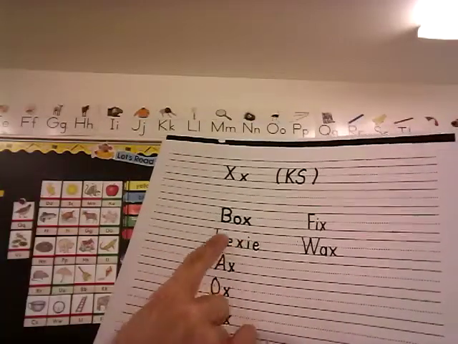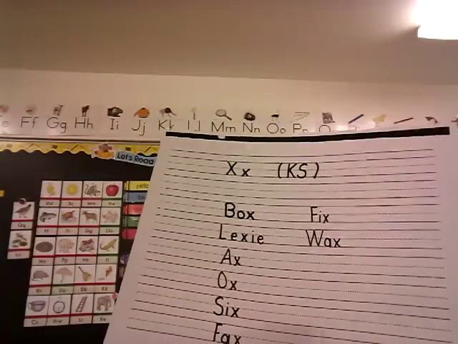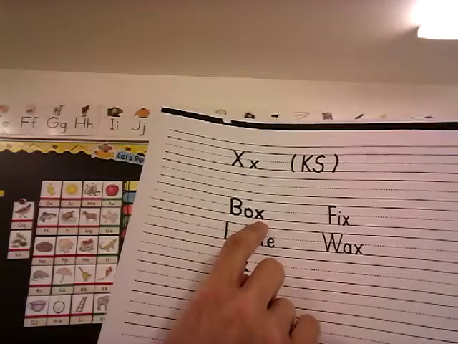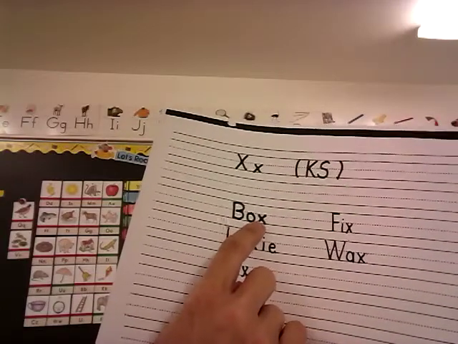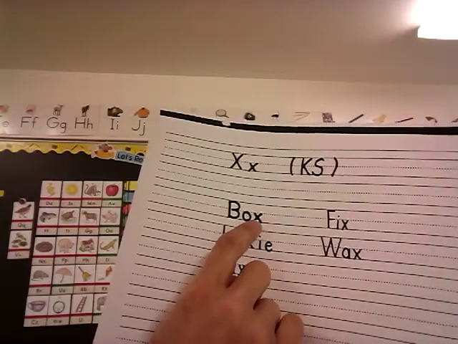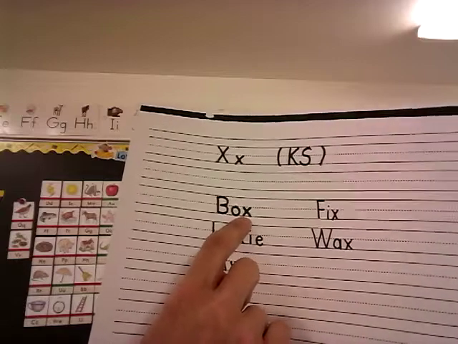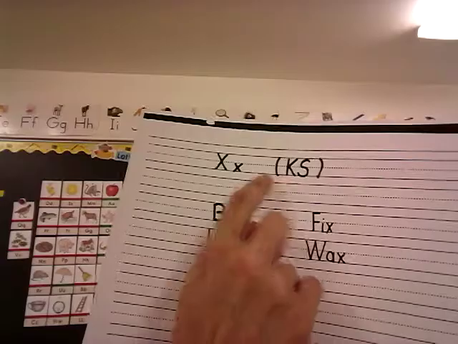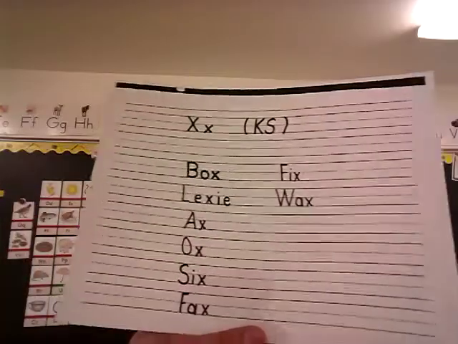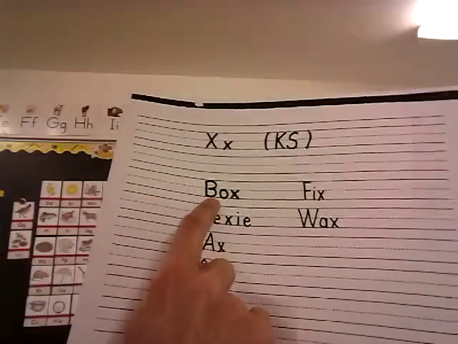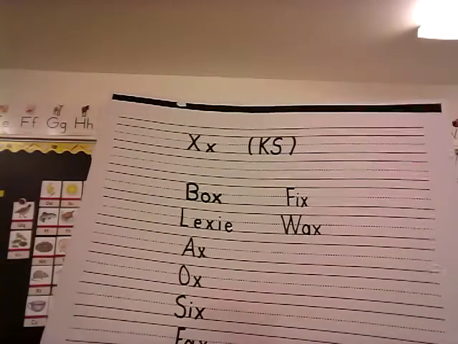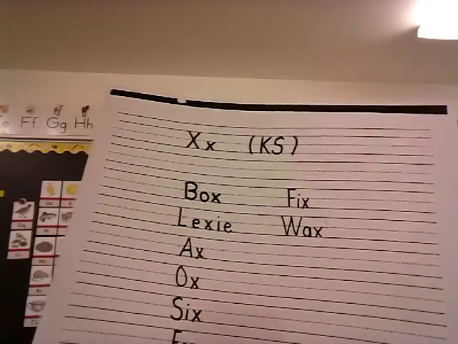So I've got some words here that have X's in them. We can listen to some of those till you kind of get the hang of this. Box. X is at the end of the word box. Listen to the ending sound when I say the word box. Hear that kind of that KS sound at the end? Let's say it again. Box. Hear that KS sound at the end of box?